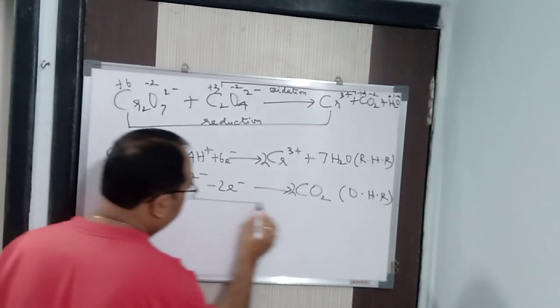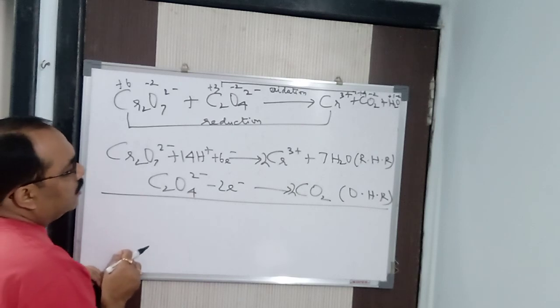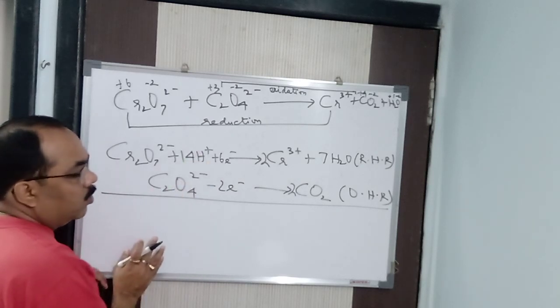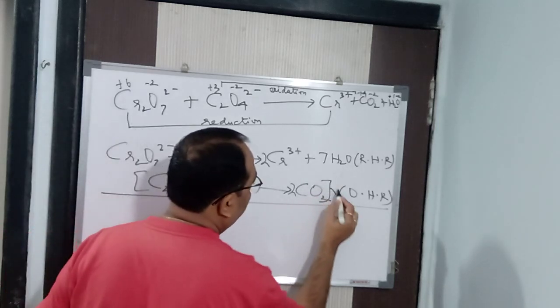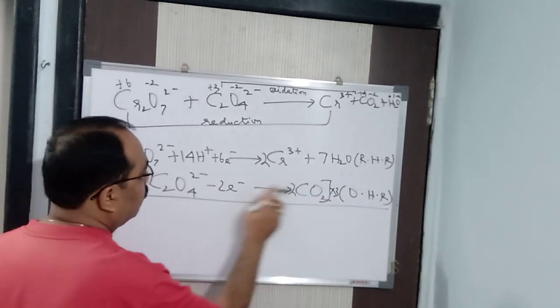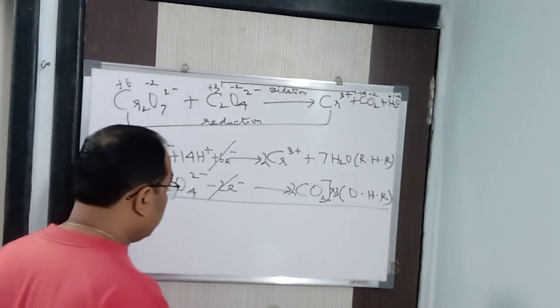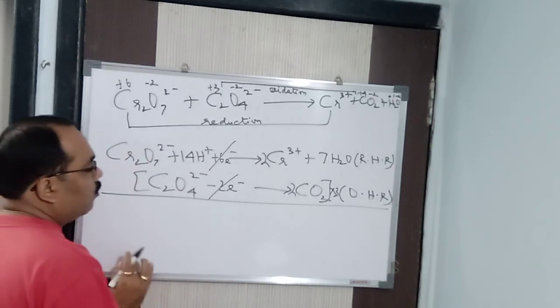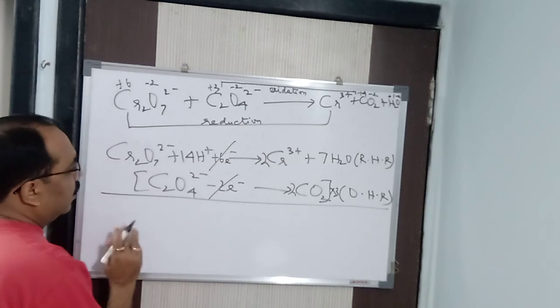Now I'll add them up. But while adding, you must see that the total number of electrons should be the same in both. Here it is plus 6, here it is minus 2. So I'll multiply this equation throughout by 3, because 3 into minus 2 becomes minus 6. So minus 6 plus 6 cancel. The equation has to stay the same, so you have to keep in mind how to do it: by multiplying the numbers. Now I'll add them simply.